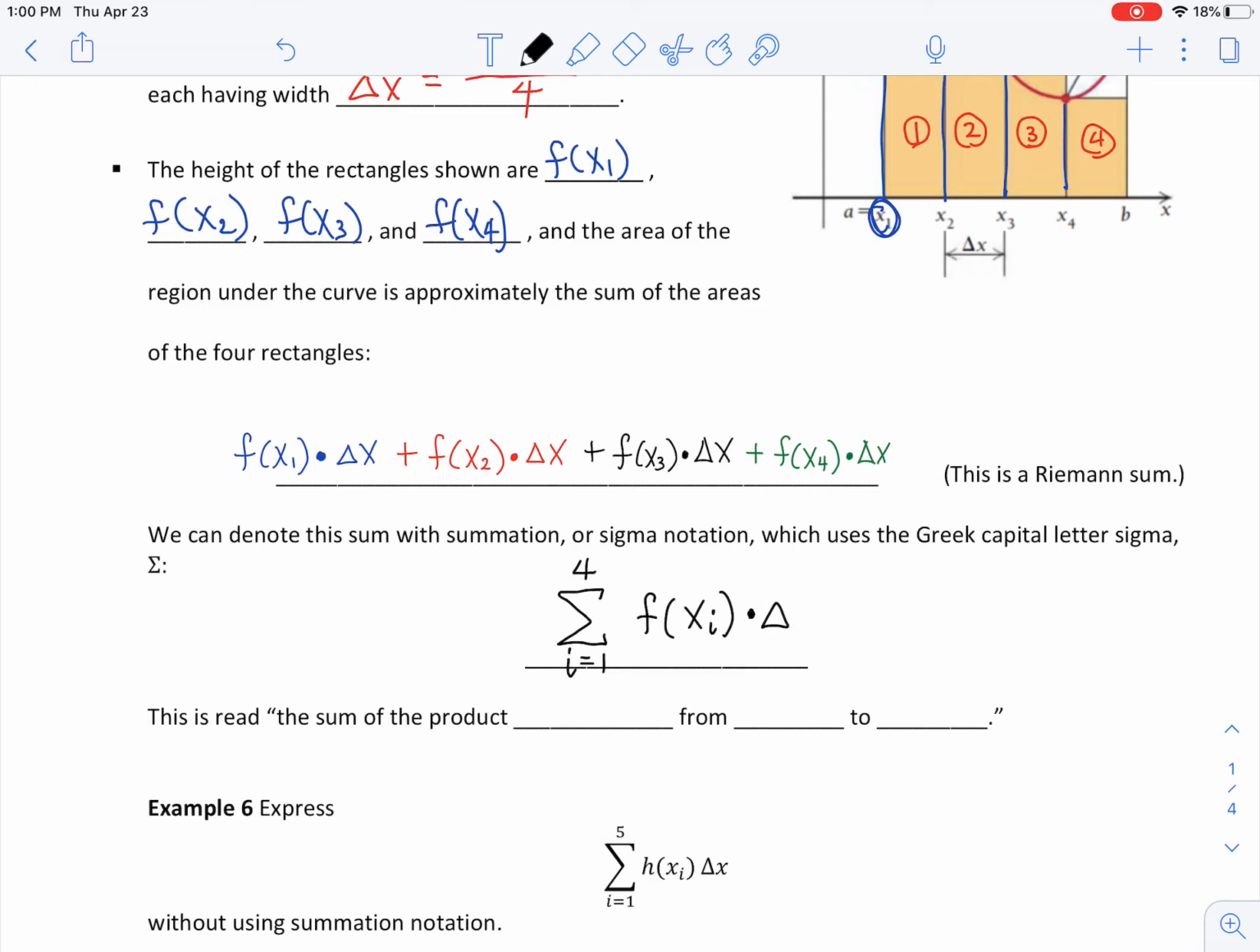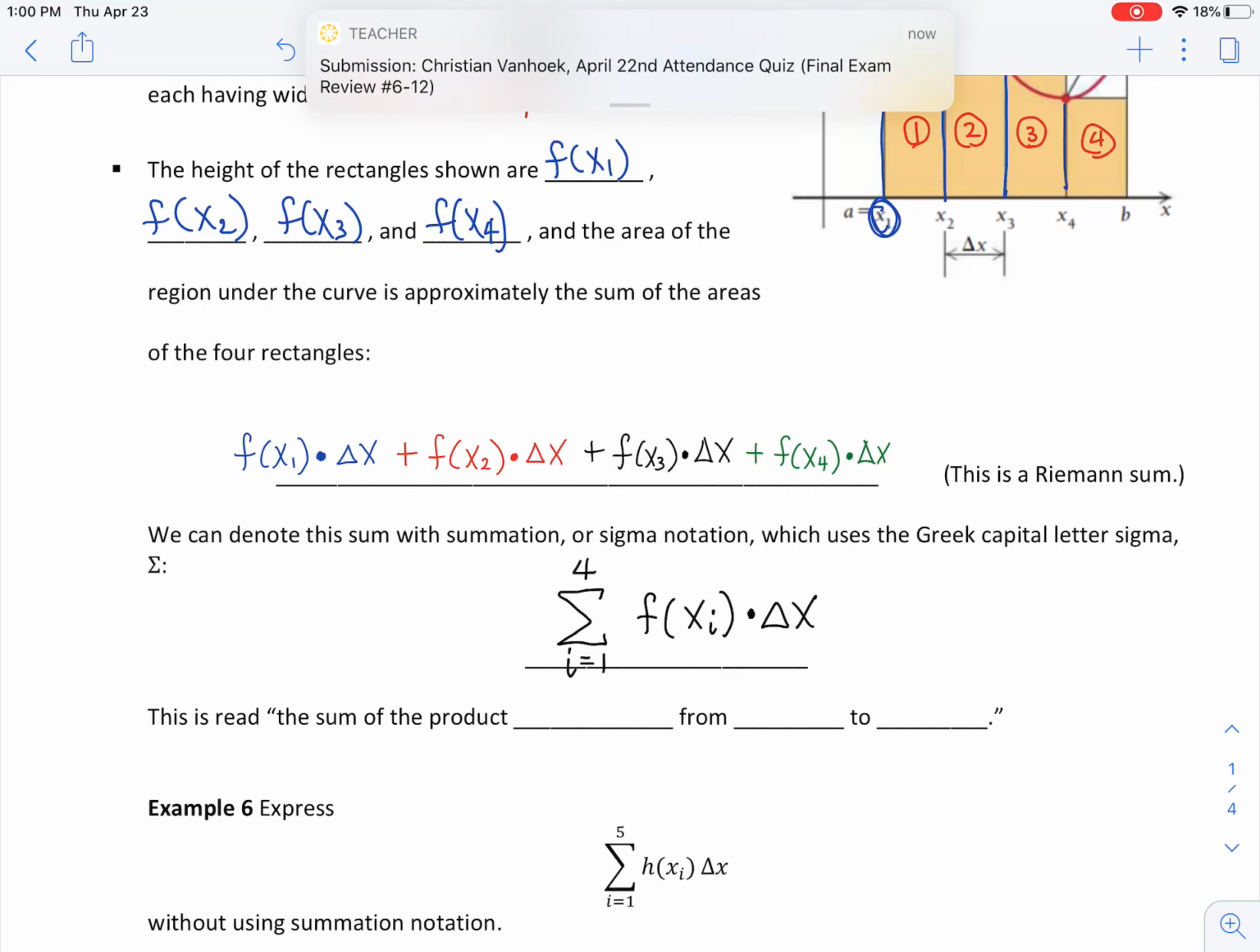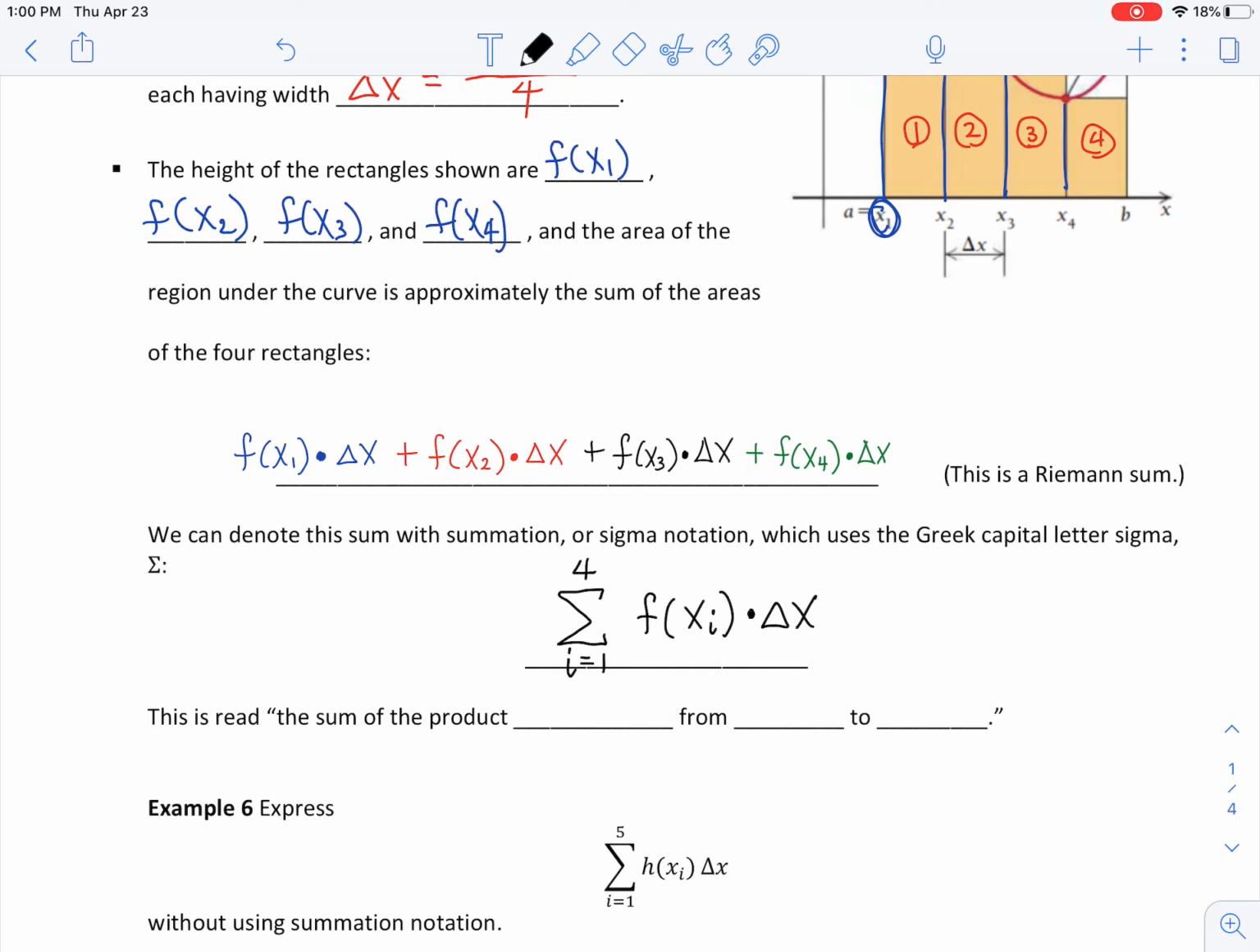Now, everything else, you see how they had a pattern? We were multiplying f of x sub I, and that I was what was changing. I went from 1, 2, 3, and 4. So you can just write I in general, but we were always multiplying them by what? Delta x, because they all had the same width.